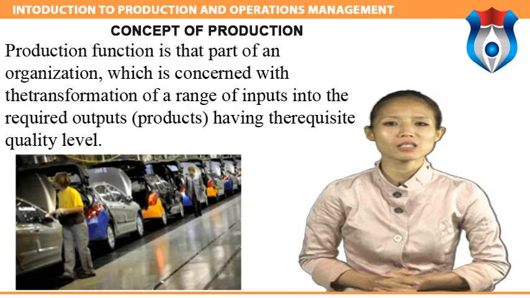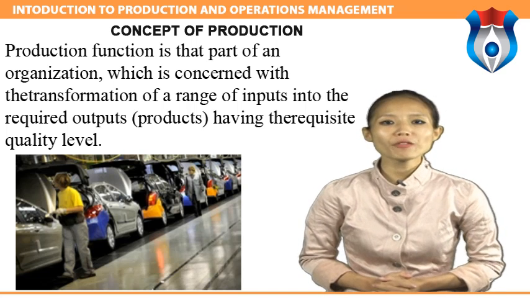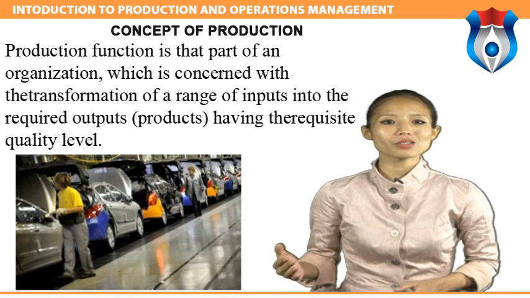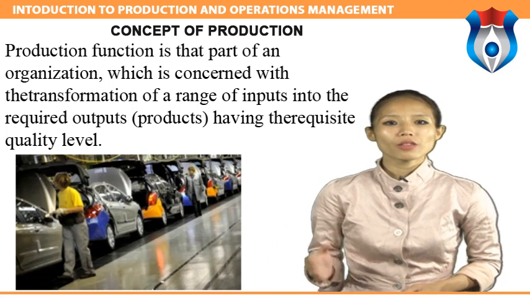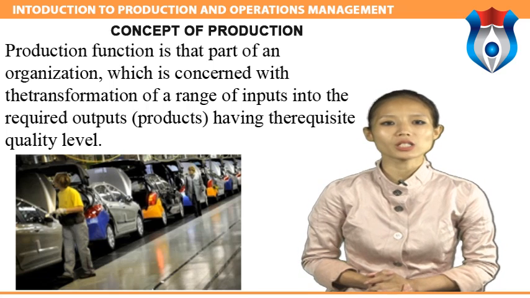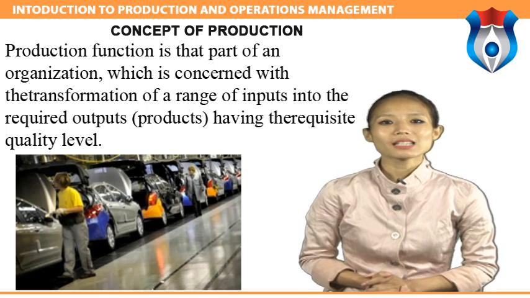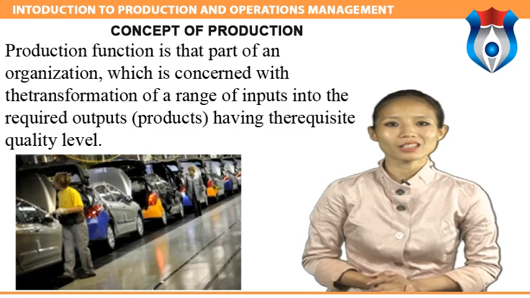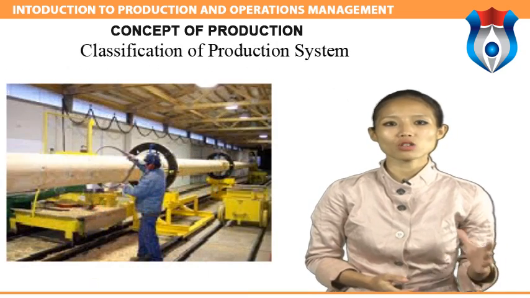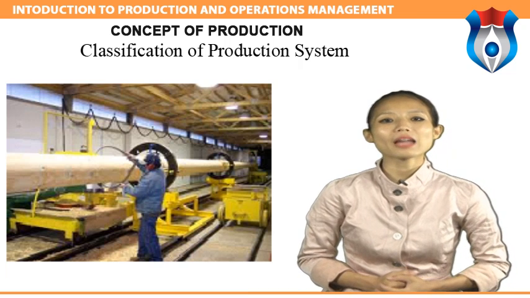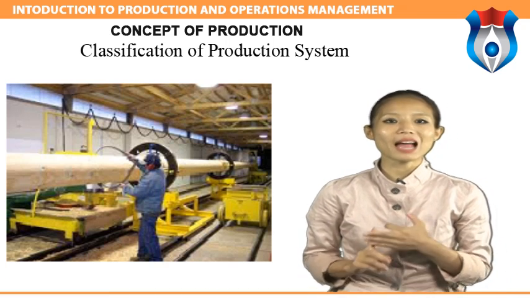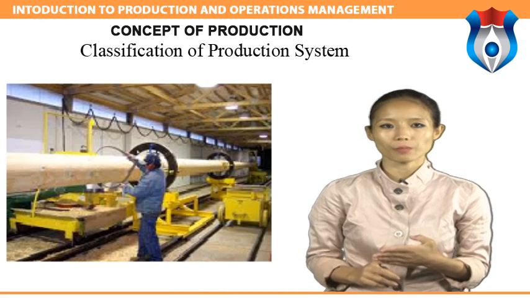Production is defined as a step-by-step conversion of one form of material into another form through chemical or mechanical process to create or enhance the utility of the product to the user. This production is a value addition process. At each stage of processing, there will be value addition. Classification of production system: production systems can be classified as job shop, batch, mass, and continuous production systems.